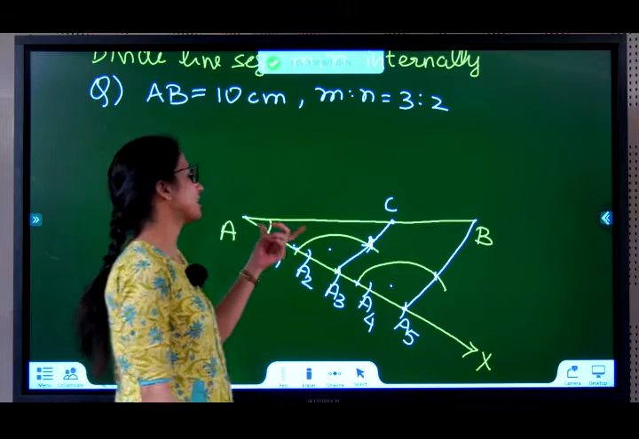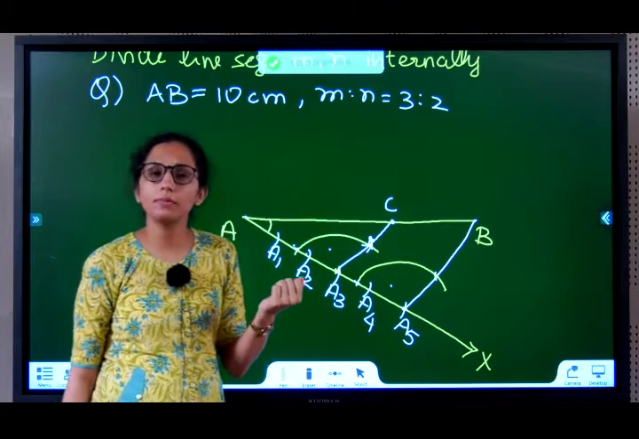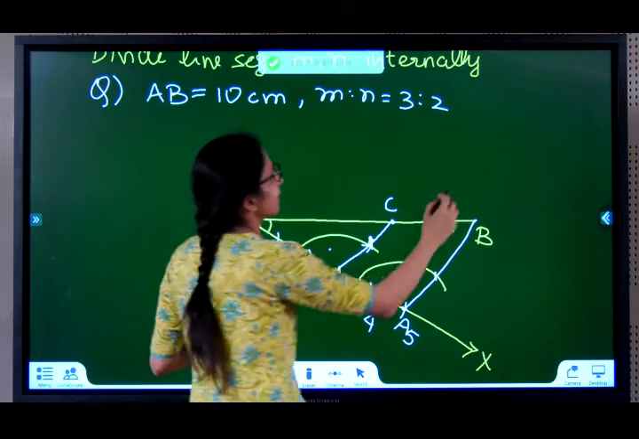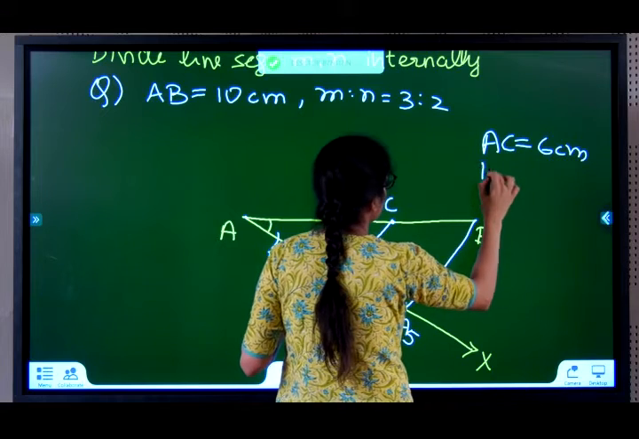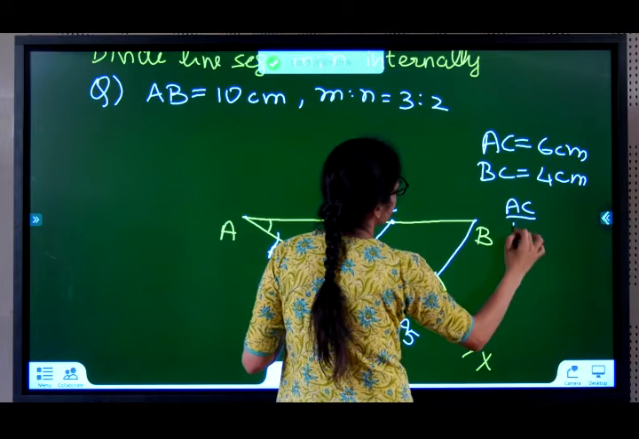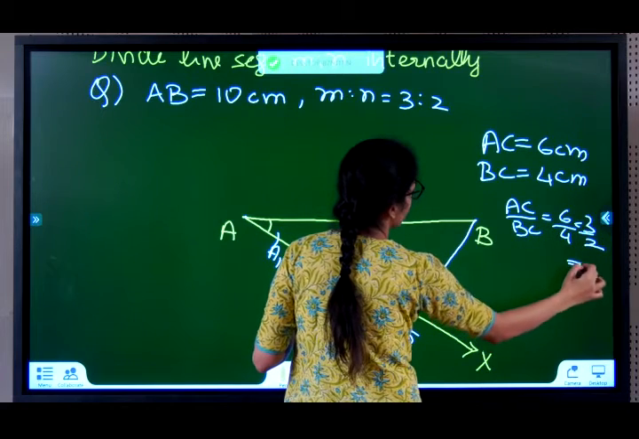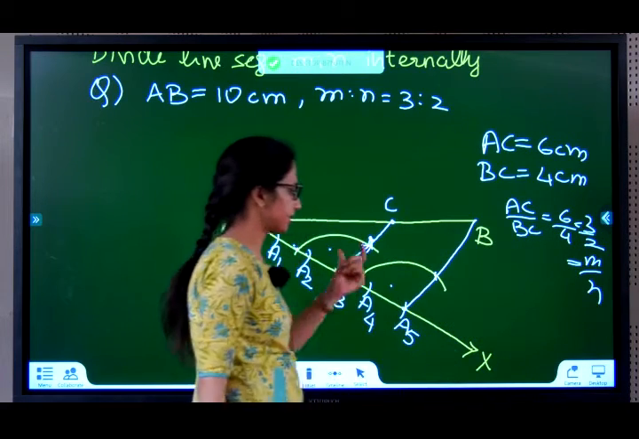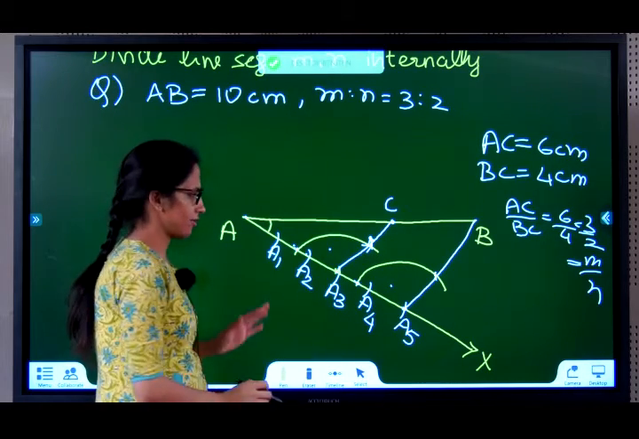And now you can see the line segment is divided in the ratio of 3:2. How do you know, ma'am, 3:2? Measure AC. All of you measure AC. You should get 6 centimeters. Measure BC. You should get 4 centimeters. See AC by BC, 6 by 4, 3 by 2, which is nothing but m/n. Yes? Valid. So this is all you need to know until here.